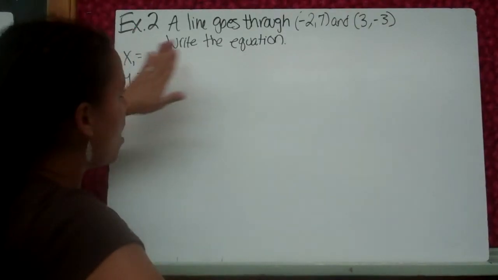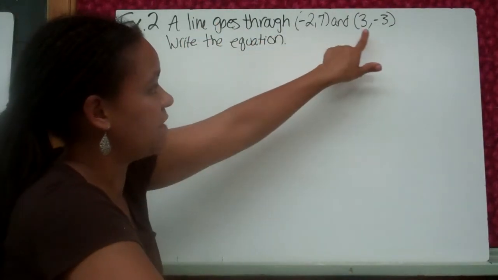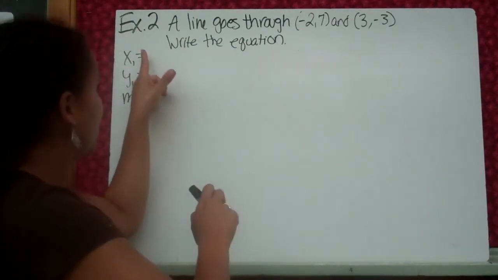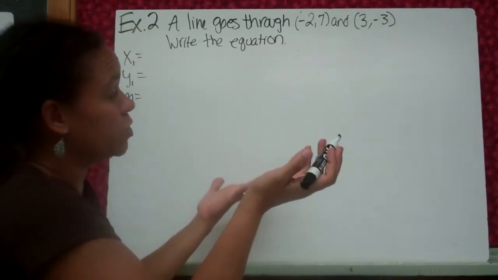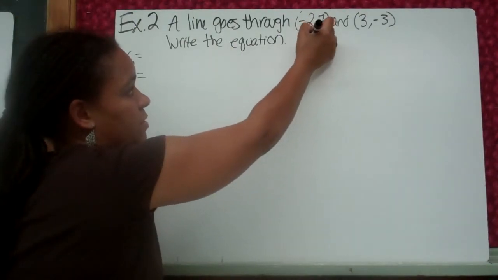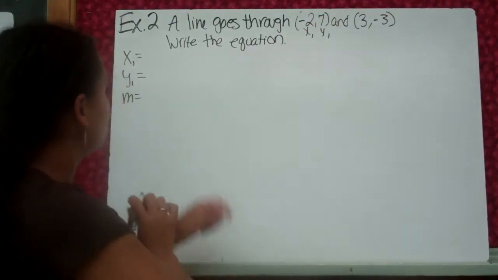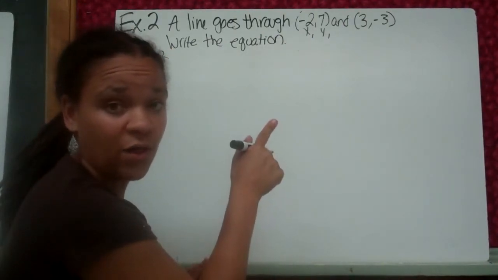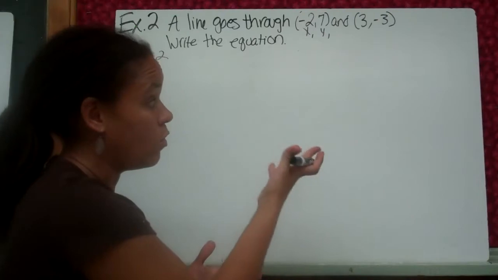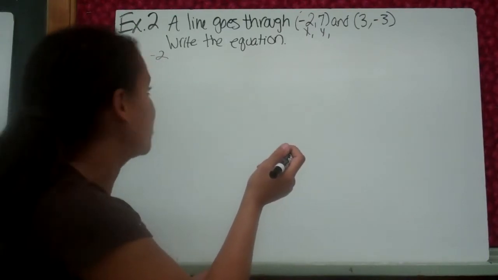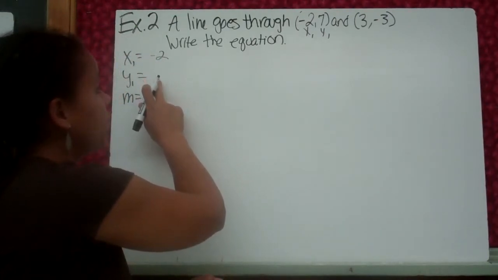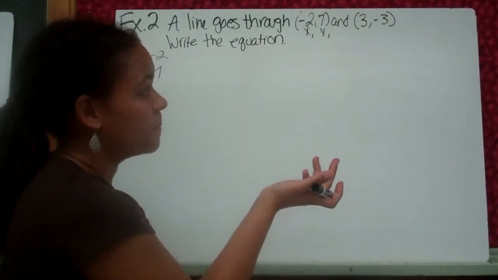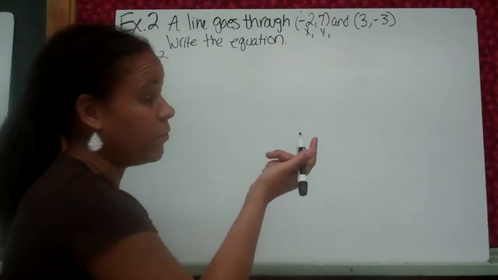Example 2, a line goes through -2, 7, and 3, -3. Write the equation. We're using point-slope, so we have x1, y1. You can choose whichever one you want. I'm going to choose this one. So my x1 is going to be -2, and if you'd like a challenge, try the other one, work it out with me, or work it out on your own and see if we end up with the same equation. y1 would be 7, and m, oh no, I don't have an m. But we know how to find m if we have 2 points.